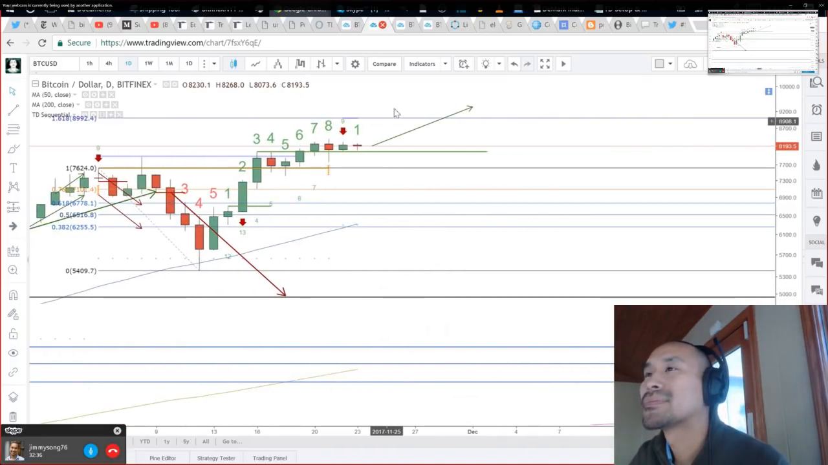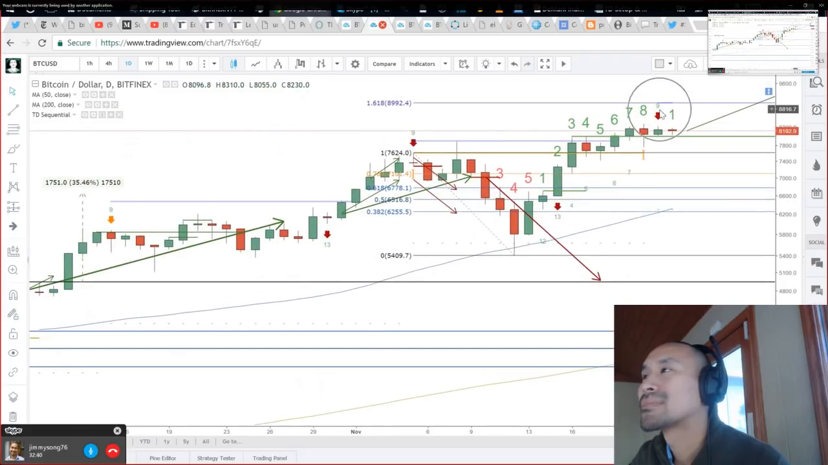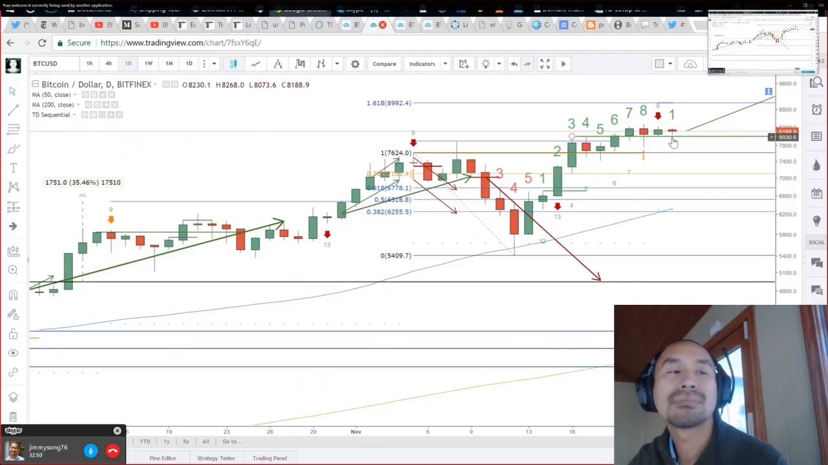So like we said yesterday, we hit one of the nines. So I am currently looking for a 1 to 4 day pullback starting today. We had a little bit of a pullback this morning, and now we are going up just a little bit. Let's see how long this lasts.